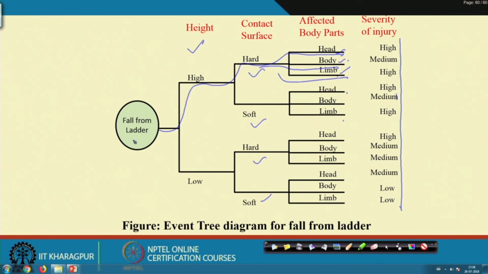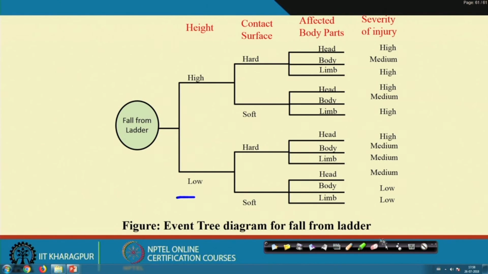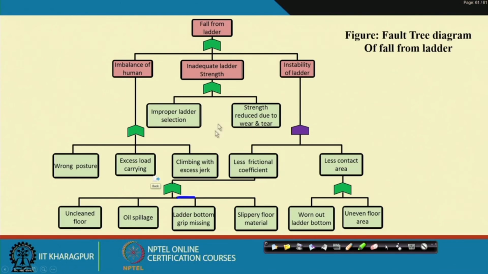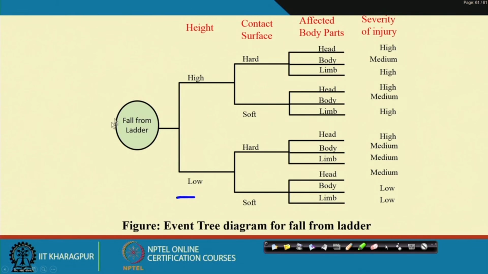Now, if you want to compute the probability of fall from ladder, then what do you do? If you know the probability here, you use the MOCUS algorithm, and get this probability. So, that means fall from ladder is the initiating event for the event tree. And you know height, high and low, from which height it will fall, and in that sense here also probability will be calculated.